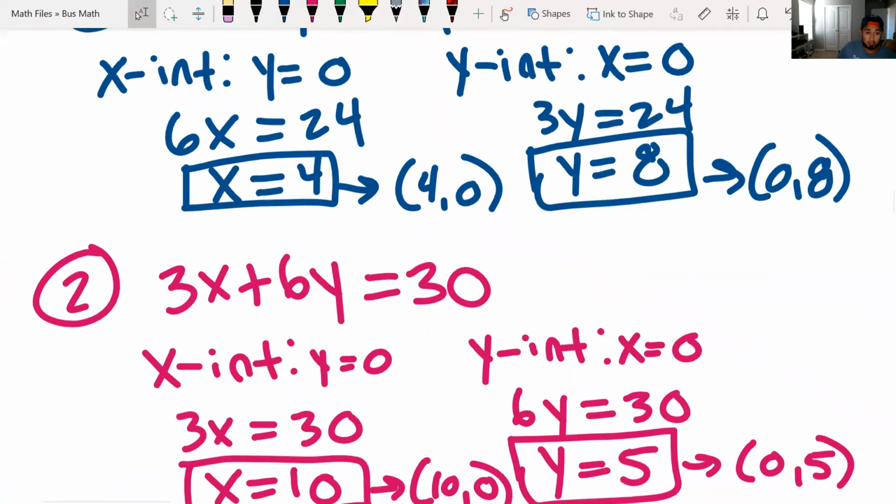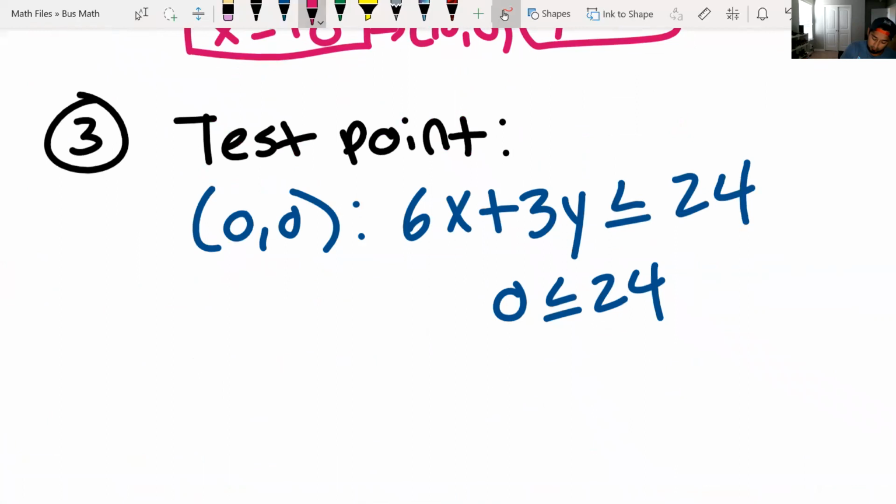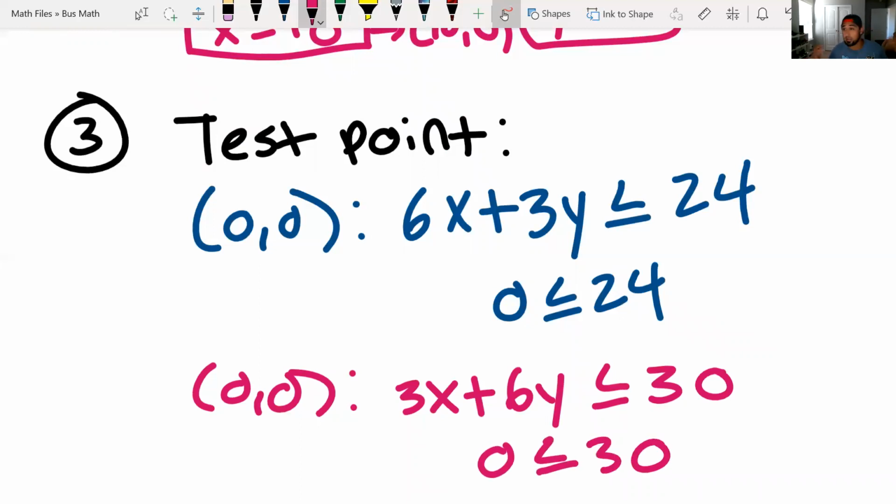And then next one, plug it into 3x + 6y ≤ 30. Plug in 0, you'll get 0 is less than or equal to 30. So again, both are true statements, which means we shade down towards the true point of (0, 0).